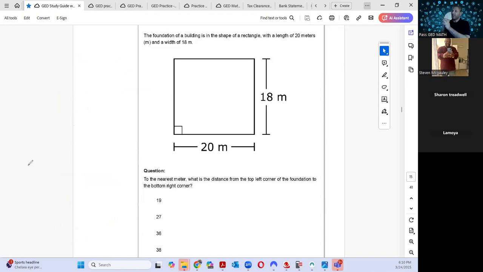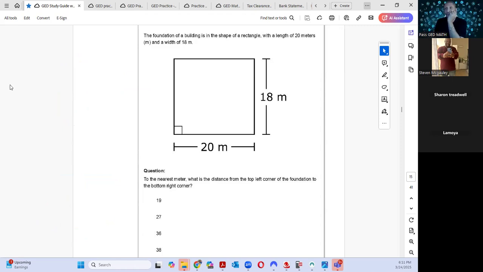To the nearest meter, what is the distance from the top left corner of the foundation to the bottom right? Nowhere do they mention the Pythagorean theorem. Nowhere do they mention a triangle. So how do we know this is a Pythagorean theorem problem?